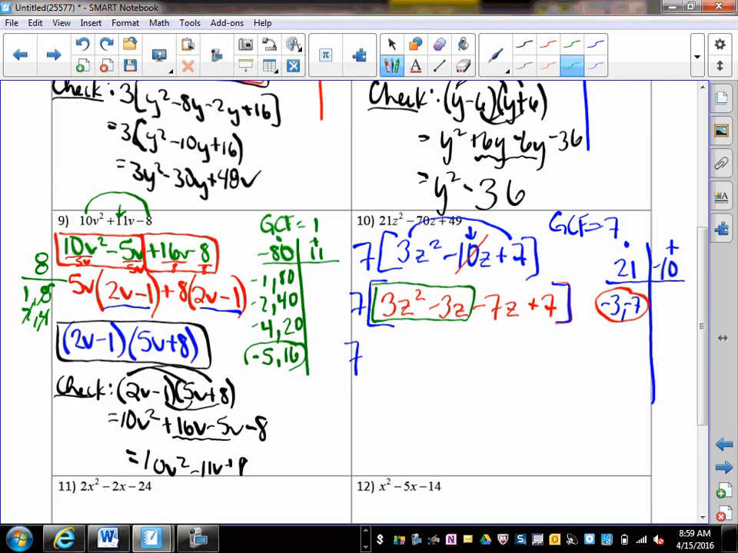What's my GCF here? 3. They're both 3s, right? 3z. Drew, what's left behind if I take out a 3z? You got a z. Good, we have a z, and what else? Negative 1. Good, very good.